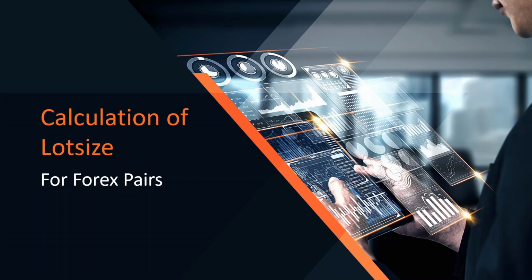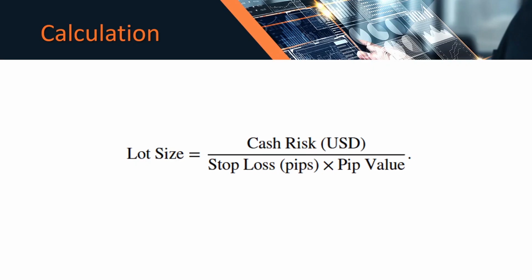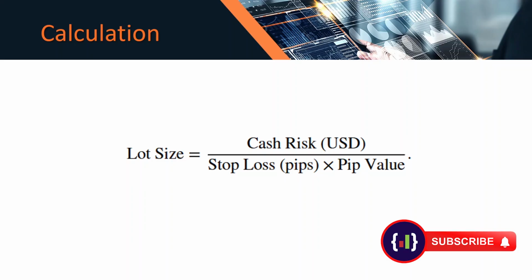So what is the formula for calculating your lot size in Forex pairs? As you can see, this is the formula: the cash risk, which is in the account currency, all over the stop loss you intend to use for your trade and the pip value. So the calculation depends on three things: the cash risk, the stop loss, and the pip value.